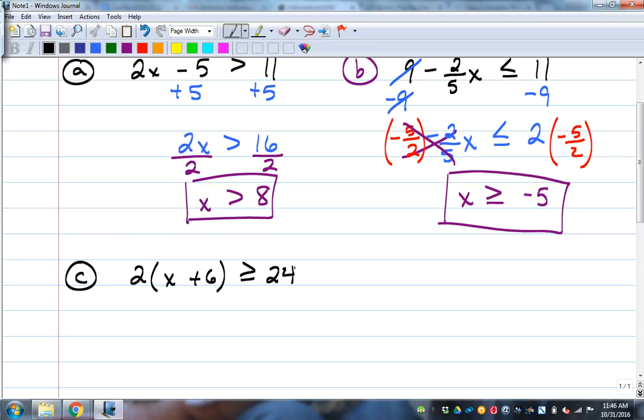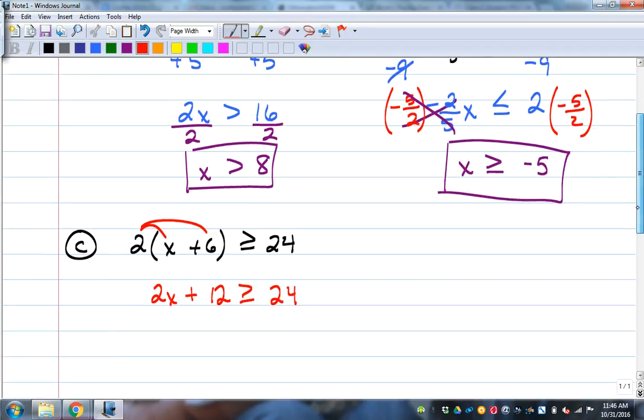All right. That's 2 parentheses x plus 6 is greater than or equal to 24. A couple of different ways to work this one, but what's one way? Distributive property. I think that's the most common way that folks are going to work this. That'd be 2x plus 12 greater than or equal to 24.